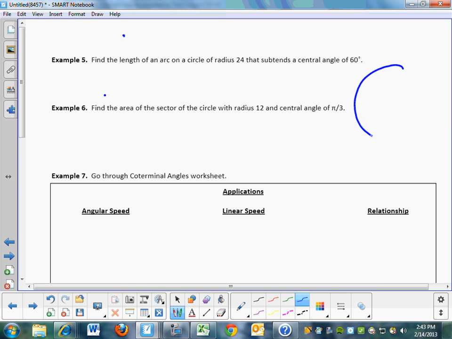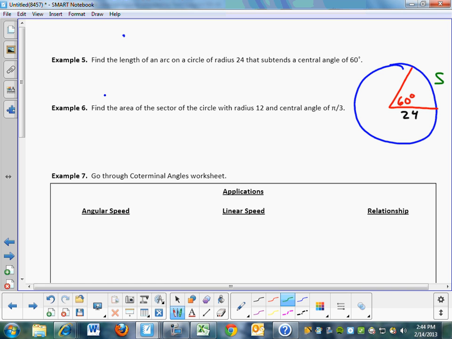That means I have a circle, and there's an arc on that circle that subtends. What that means is it intercepts, or it wraps around, an angle of 60 degrees. The radius is 24, and what I want to do is find S, S being that arc length. This is find the length of the arc.